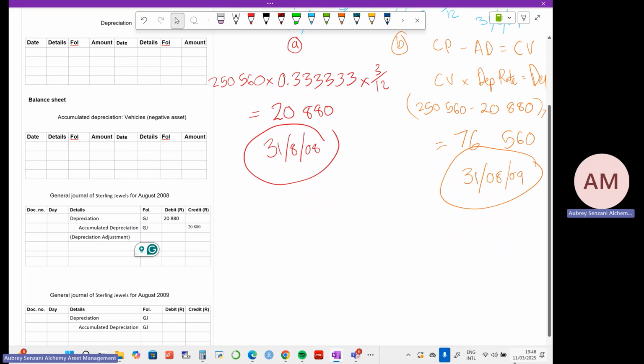Here, this gets closed off to the profit and loss account. Then let me quickly copy and paste.